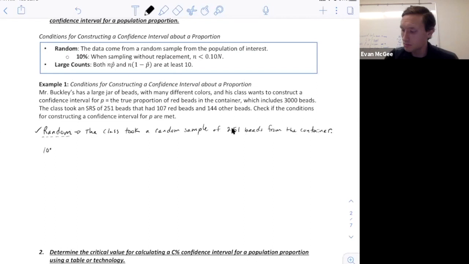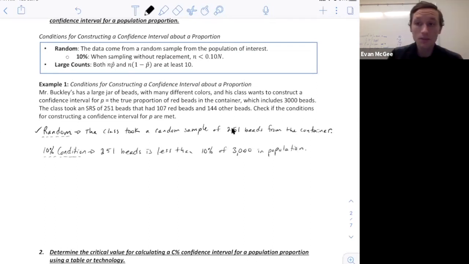10% condition. The 10% condition is met because 251 is the sample size, which is less than 10% of 3,000, which is how many beads were in the population. Then finally, the large counts condition. Now is when we're going to use the sample and count how many successes and failures there were. In the sample, there were 107 successes, which is more than 10, and there were 144 that were not red, which is also more than 10. So that tells us it will be approximately normal, and we can create a confidence interval for the unknown population proportion.